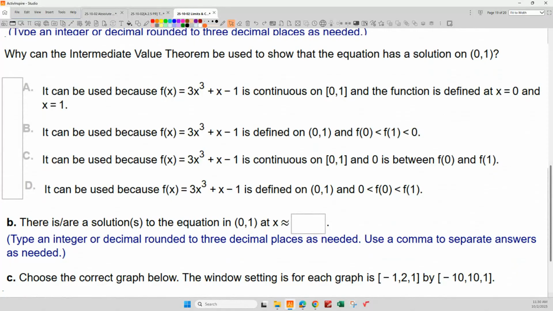Three. How come? We met the criteria, right? What are the criteria of IVT? It has to be continuous on the closed interval and between the two endpoints, right? So you know it has to be A or C because it has to be continuous on the closed interval. And 0, which is our value, is between f of 0 and f of 1. One's negative and one's positive, so 0's in between them. Okay? So it's C.